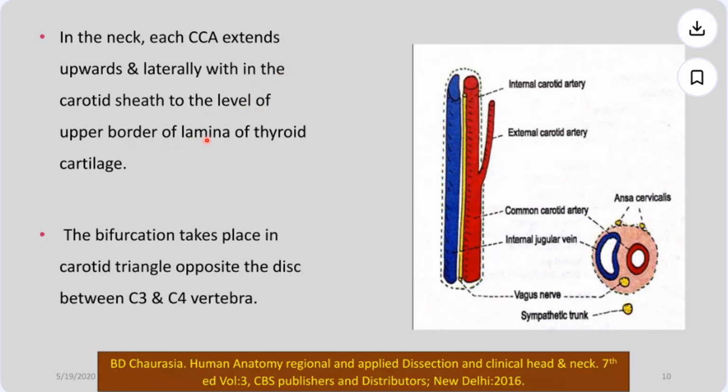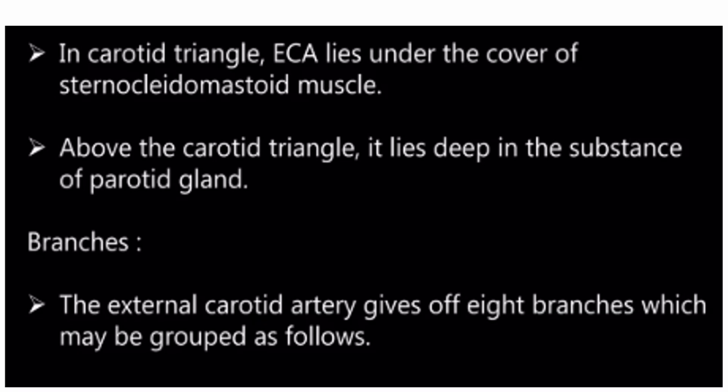level of the upper border of the lamina of the thyroid cartilage. Till that lamina of the thyroid cartilage, it is the common carotid artery. From there it divides into external carotid artery and internal carotid artery. The bifurcation takes place at the carotid triangle opposite to the disc between the C3 and the C4 vertebra.